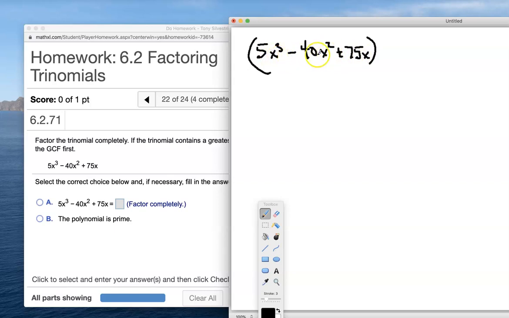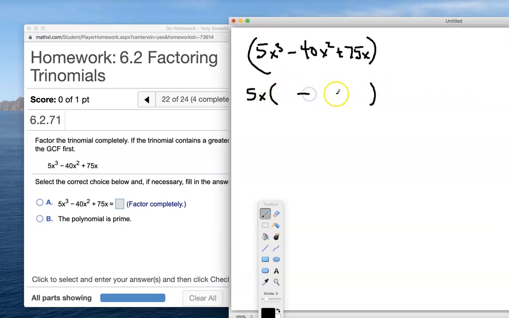If they gave you this problem and asked you to find the greatest common factor, you look at the numbers: what's the biggest number that goes into 5, 40, and 75? 5. 5 divides into those numbers. Does every term have an x? It certainly does. You take the lowest power that you see, which is an x. That's your greatest common factor right there. And now I'm going to go ahead and pull that factor out.